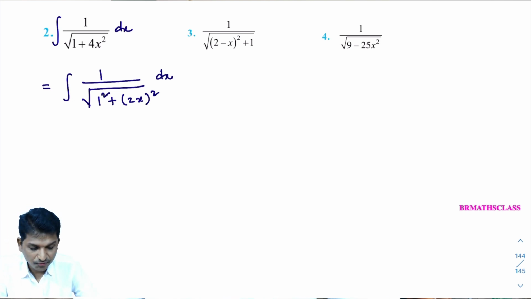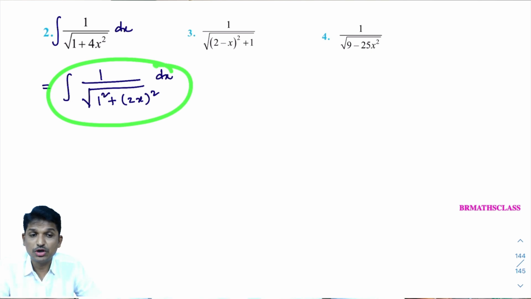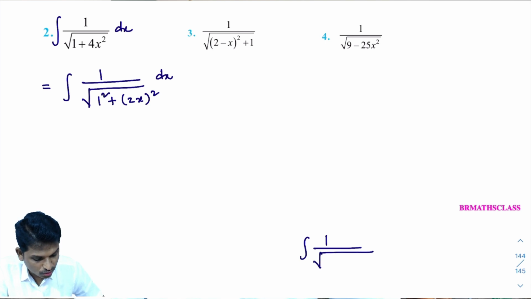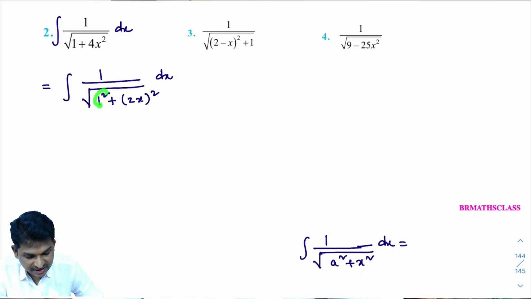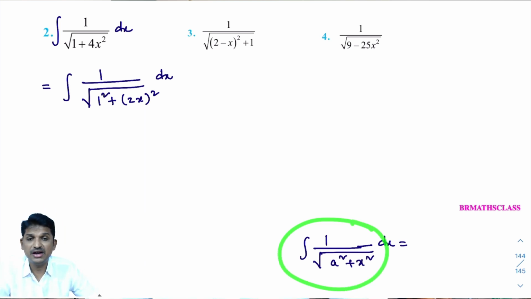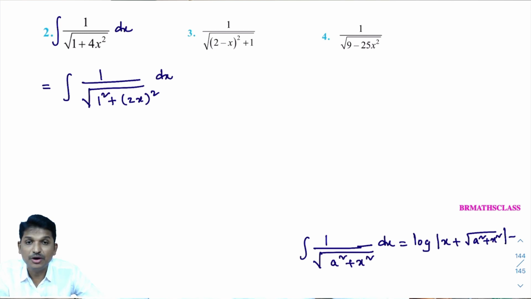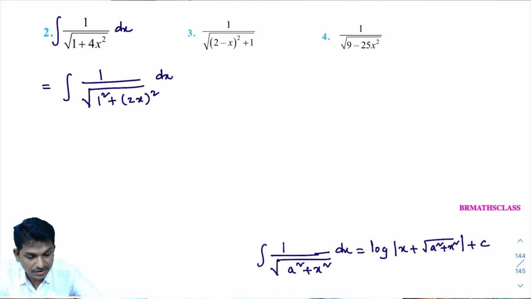The point is, for this problem, which formula is suitable? Look here. I will write the integral of 1 divided by root over a square plus x square dx. What is the formula for this? The formula is log mod x plus root over a square plus x square plus c. This is the formula we learned.